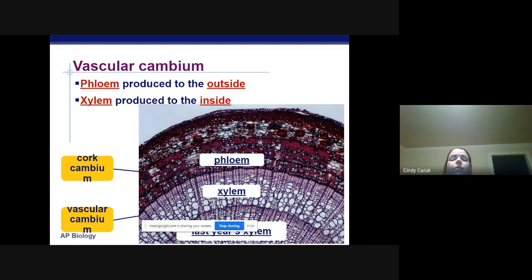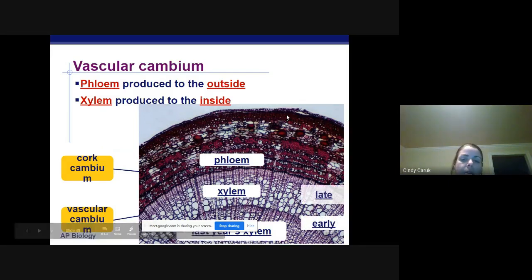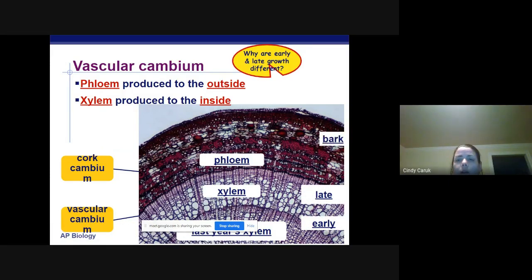Okay, and then everything below that, that's last year's xylem. So again, forming those rings so you can tell how old. And the old phloem, the old bark, that comes off the tree. It just sloughs off like old skin, I guess. Okay.